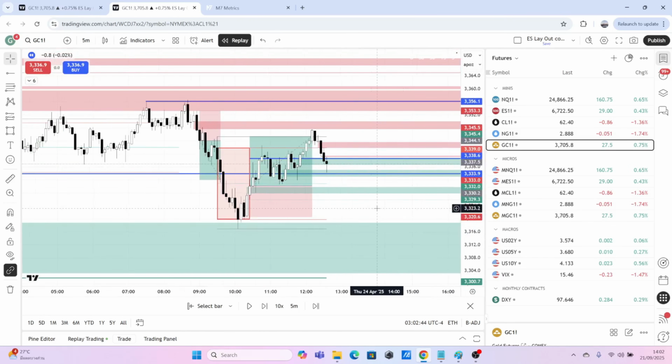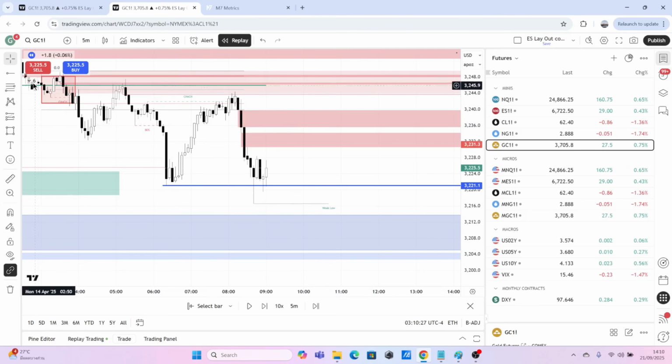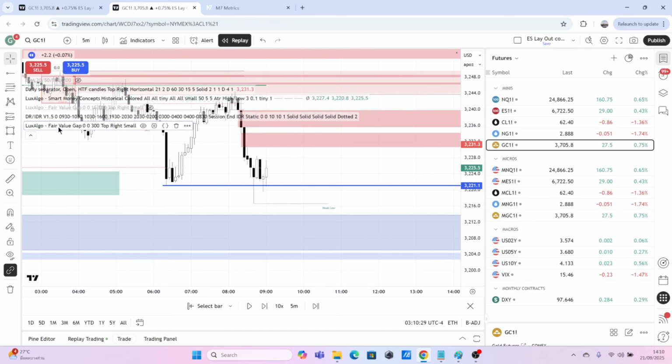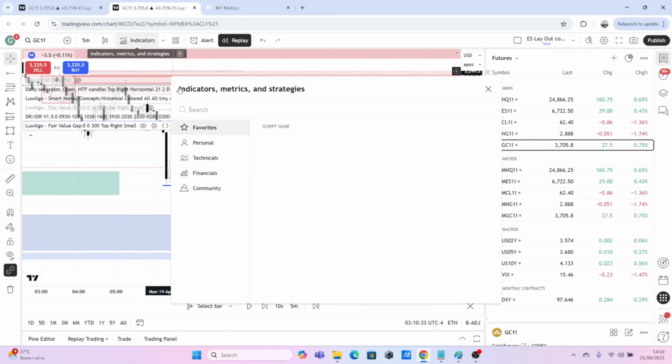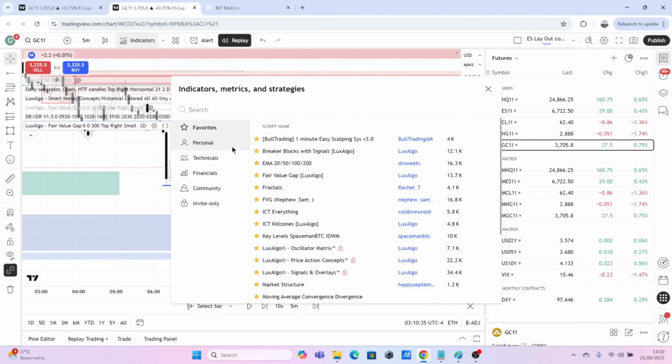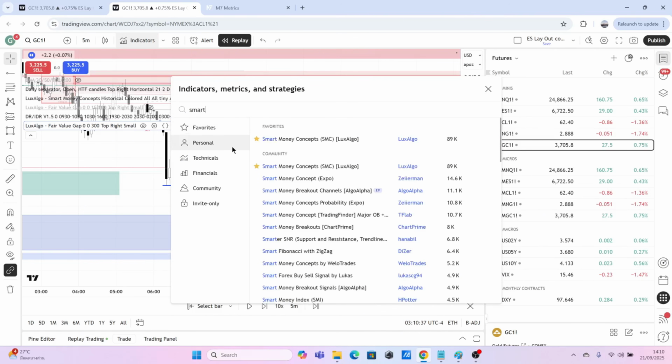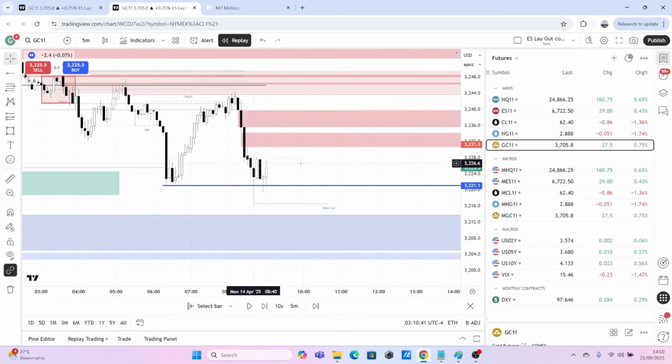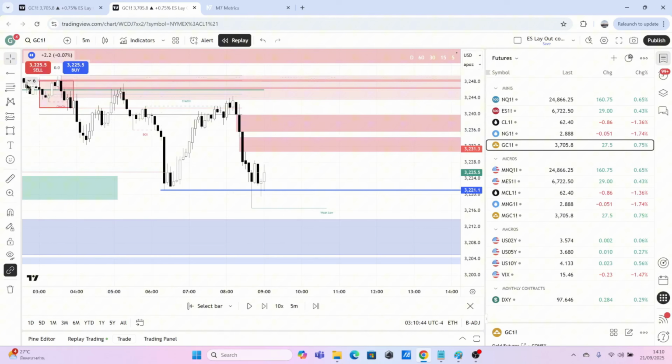Okay, so there is one confluence that I use to stay out of trades, and I want to show you that now. What you need to do is go to Lux Algo Smart Money Concepts. Just write Smart Money, Smart Money Concepts, Lux Algo. Turn that on. This will give you your order blocks, your bearish order blocks, your bullish order blocks, whatever.